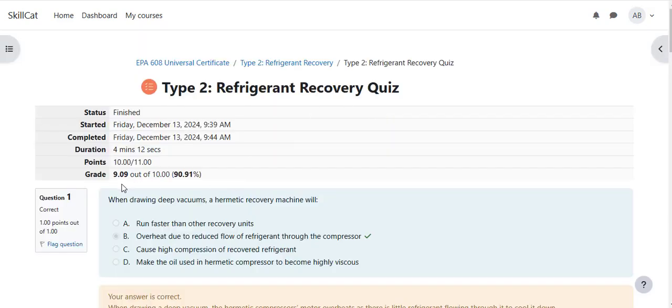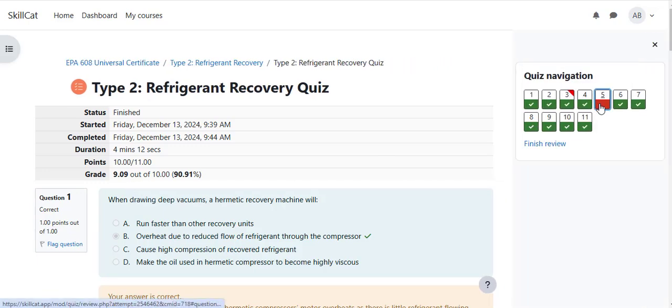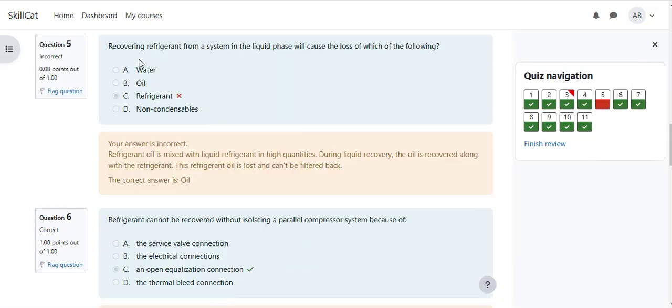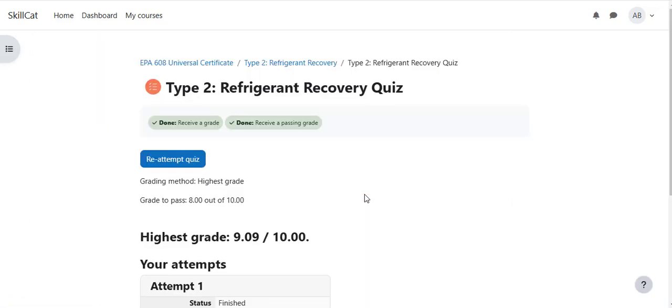Okay, we had 9 from 10. Only one question is wrong. This one: recovering refrigerant from a system in the liquid phase will cause the loss of the oil. The loss of the oil. Okay, this is the main idea. Let's continue.